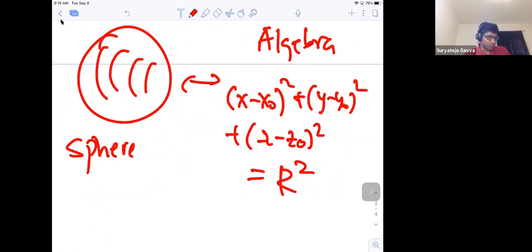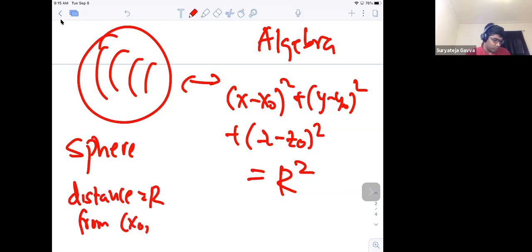Okay, so the geometric idea in this case is clear. You're visualizing all the points whose distance equals r from x0, y0, z0. And when you do algebra, you have an equation like this. It's a quadratic equation in x, y, and z.